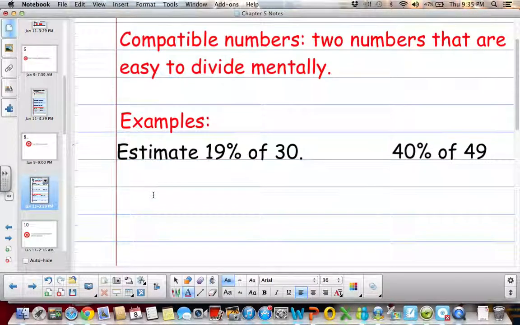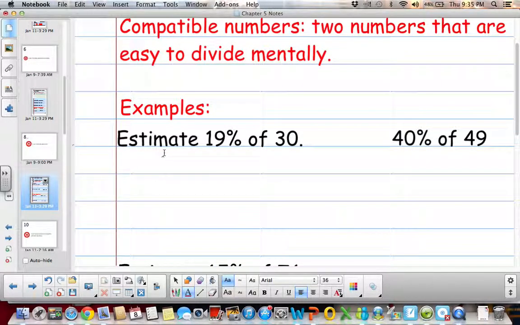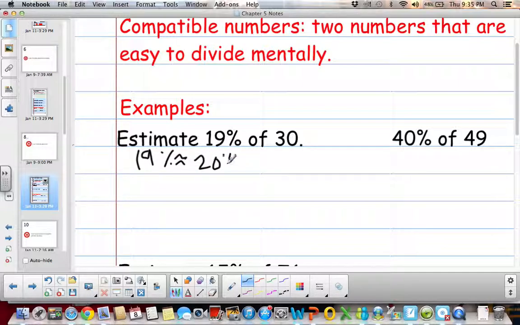So, for example, if we want to estimate 19% of 30. We know that 19% is close to 20%, and we know then that 20% is 1/5, which we learned in 5-4, right? And we can use our table to figure that out. So you might want to flip back to your table in your notes so you can keep going back and forth.